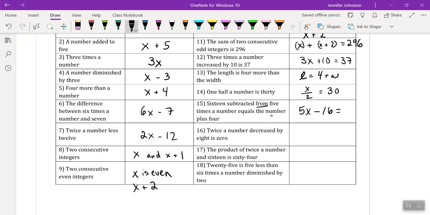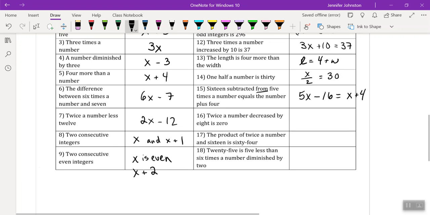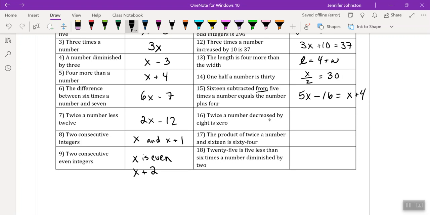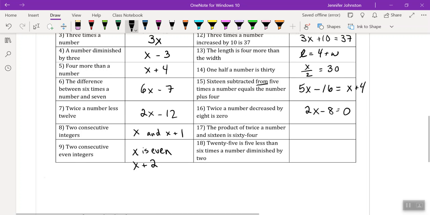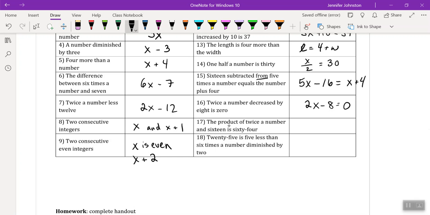is equals the number plus 4. Twice a number decreased by 8 is 0. The product of twice a number. So the product meaning that twice a number. You could say just twice a number or product of twice a number is and 16. The product of twice a number and 16. So we're multiplying this by 16 is 64.